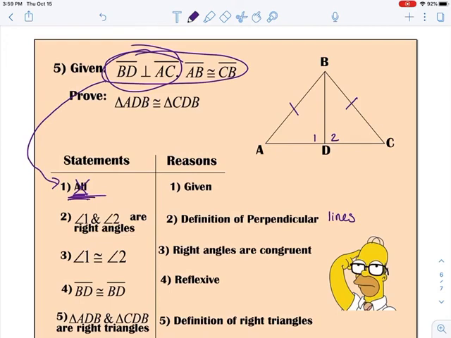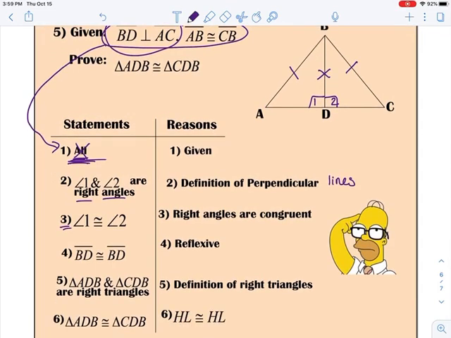Okay. And then in step 3, they're telling me that angle 1 is congruent to angle 2. Well, in step 2, I know that they're right angles. So if one of them is 90 degrees, the other one has to be 90 degrees. So for step 3, I'm going to say that they're congruent. So angle 1 is congruent to angle 2 because right angles are congruent. Okay, and then the next step that they have is BD is congruent to BD. And again, anytime that you have something that's congruent to itself, that's going to be the reflexive property.